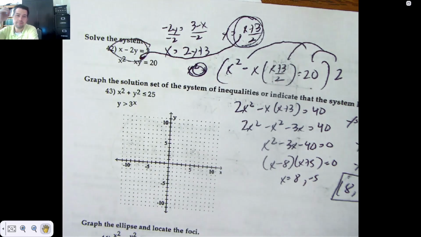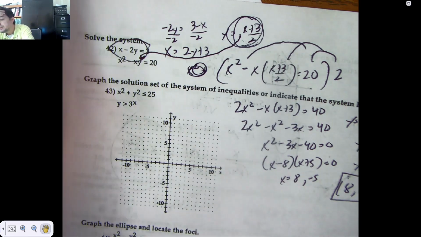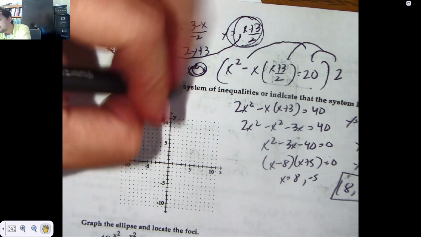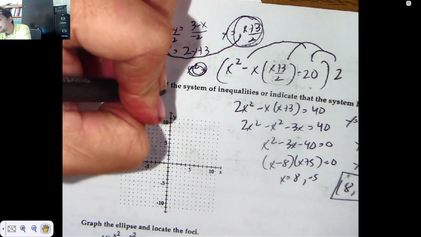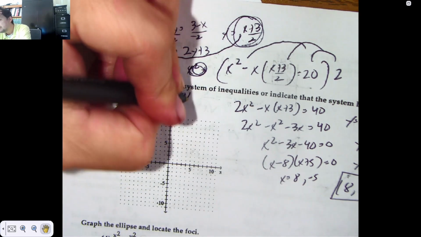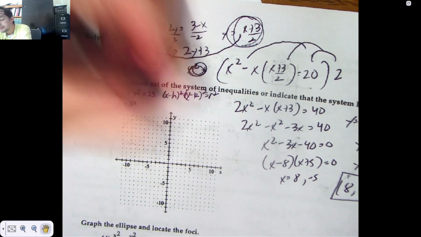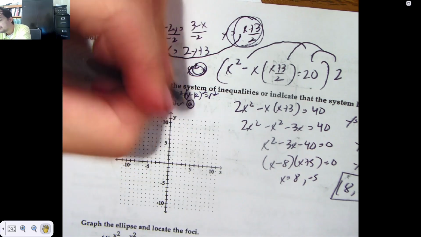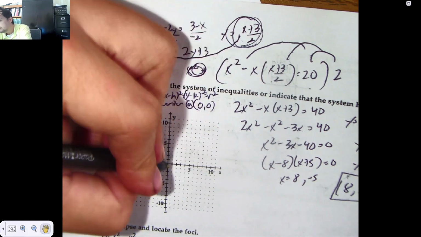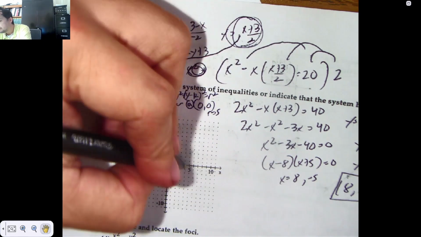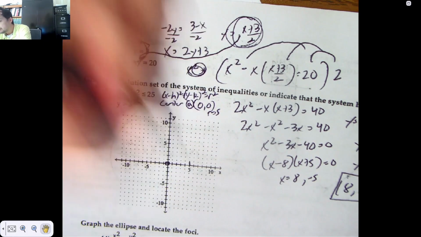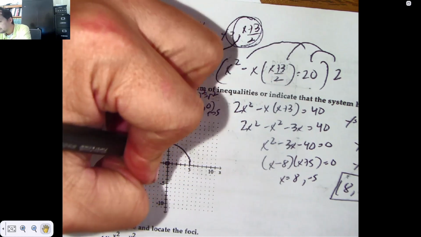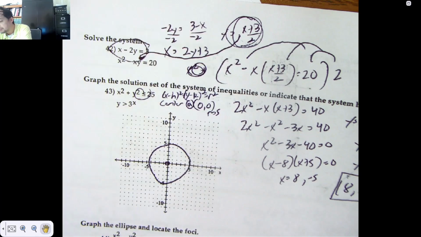Now you get to graph a system. This is x squared plus y squared is less than or equal to 25. This is on your reference sheet. This is a circle, actually, because this is in the form x minus h squared plus y minus k squared equal to r squared. And if we think about it, this means we have a center at 0, 0. And we have a radius equal to 5. I've got equality. And there's my circle.